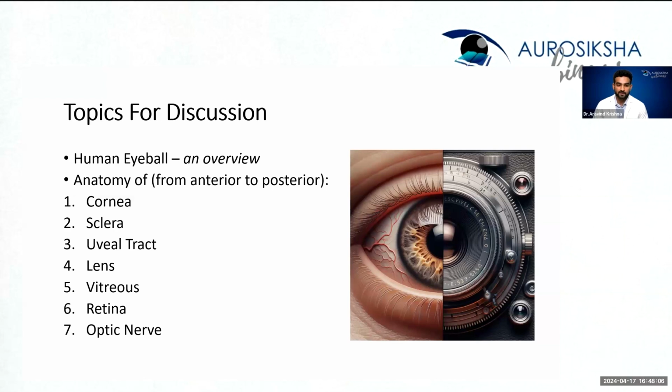First, I'll be talking about the human eyeball and giving you an overview of it, and then the anatomy of the eye from anterior to posterior. You should always study anatomy in a systematic fashion. First we'll start with the anterior-most structure, which is the cornea. Then we'll go to the sclera, the uveal tract, the lens, the vitreous, the retina, and finally the optic nerve.